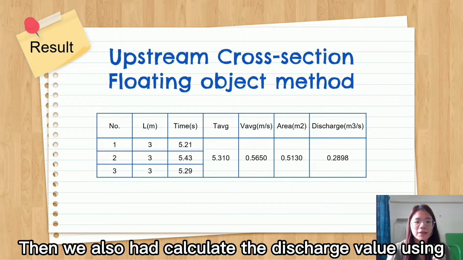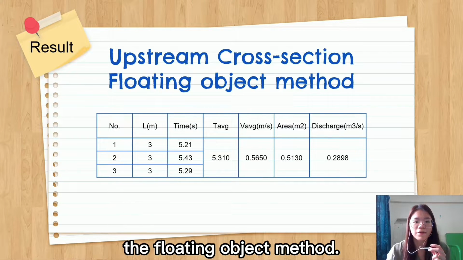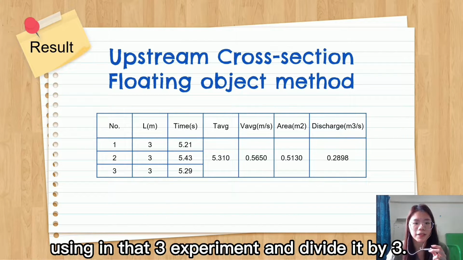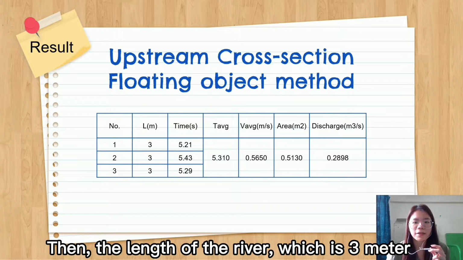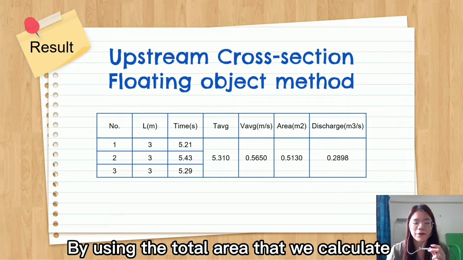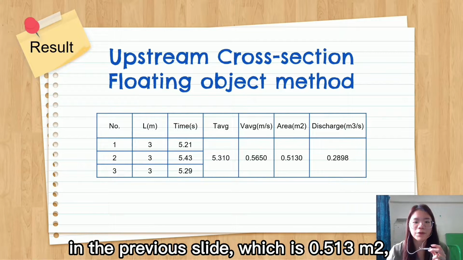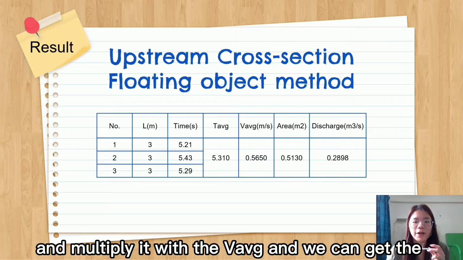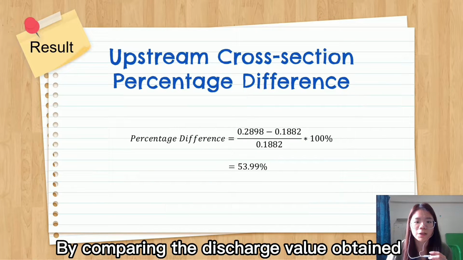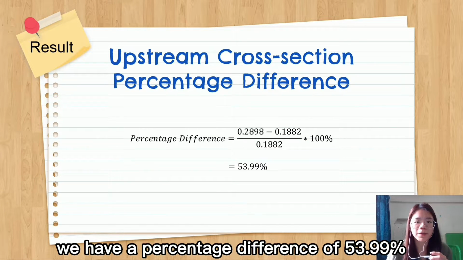Then we also calculated the discharge value using the floating object method. We are given the data for 3 experiments, and get the time average by summing the times taken in the 3 experiments and dividing by 3. Then the length of the river, which is 3 meters, is divided by the time average and we have the V average. Using the total area that we calculated in the previous slide, which is 0.513 square meters, multiply it with the V average, and we get the discharge value for the upstream flow, which is 0.2898 cubic meters per second. By comparing the discharge values obtained from both methods, we have a percentage difference of 53.99%.